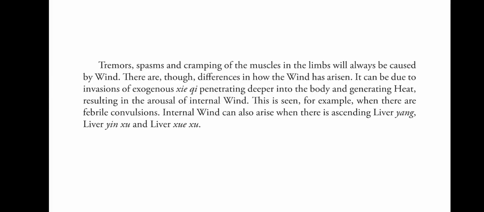Tremors, spasms, and cramping of the muscles in the limbs will always be caused by wind. There are, though, differences in how the wind has arisen. It can be due to invasions of exogenous pathogenic qi penetrating deeper into the body and generating heat, resulting in the arousal of internal wind. This is seen, for example, when there are febrile convulsions. Internal wind can also rise when there is ascending liver yang, liver yin deficiency, and liver blood deficiency.